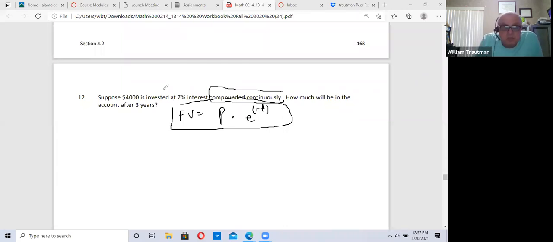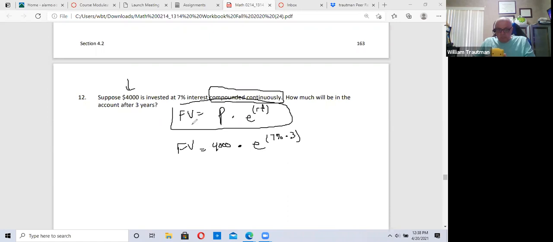Continuous compounding. The present value, suppose you put $4,000 in the bank. The interest rate is 7%, and the time in years is 3 years. So let's put this in our calculator, and it'll tell you how much you'll have 3 years from now in the future. You started with 4,000.